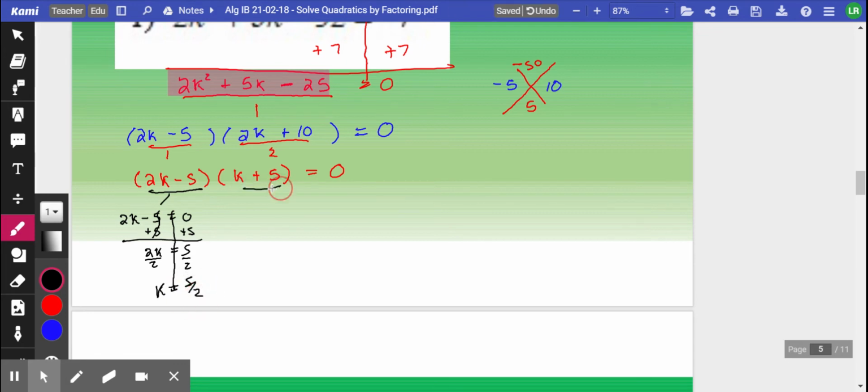For the second one, I have k plus 5 equals 0, and minus 5 on both sides. I get k equals negative 5. And those would be my two solutions. Please do not put them in parentheses. Those are just my two answers, 5 halves and negative 5. There's no order. It is not an ordered pair.